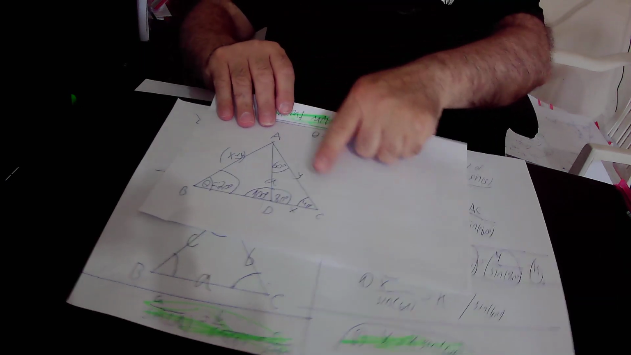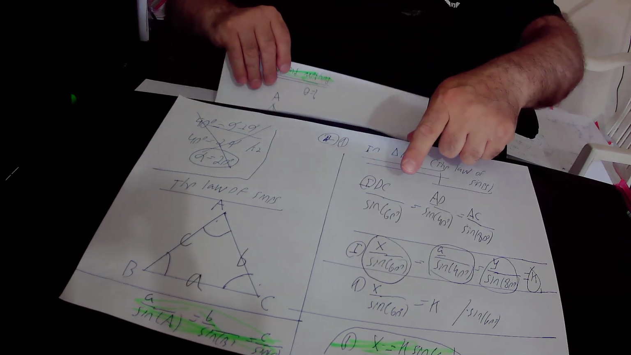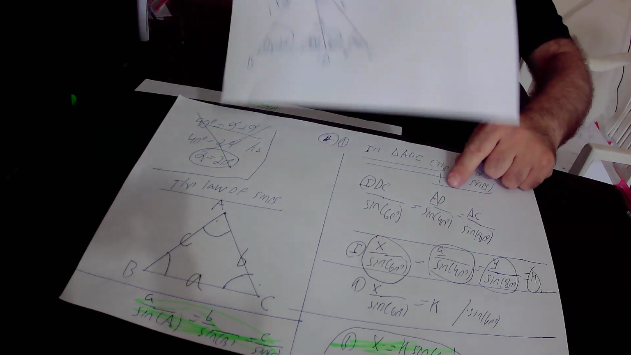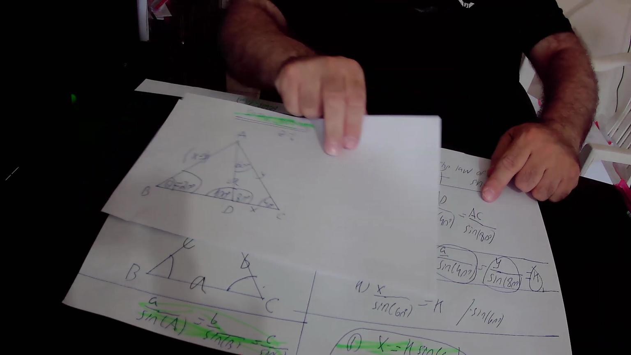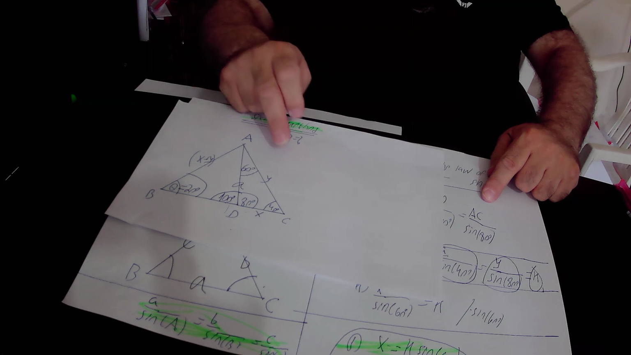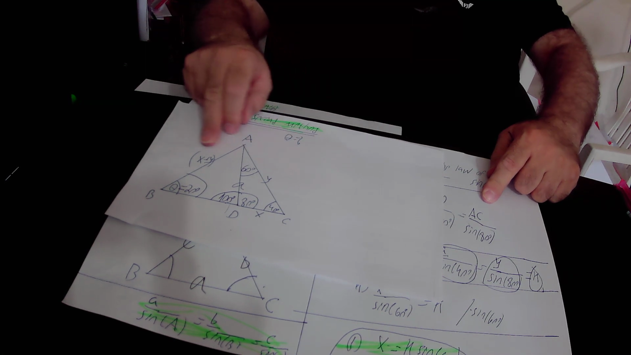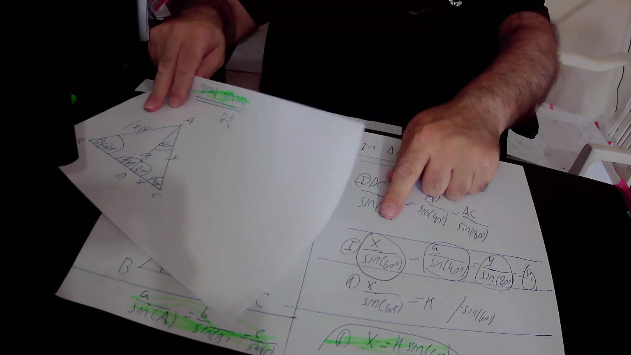Here, DC equals x, so we substitute DC by x. AD equals a, so we substitute AD by a. And AC equals y, so we substitute AC by y, and we got this equation.